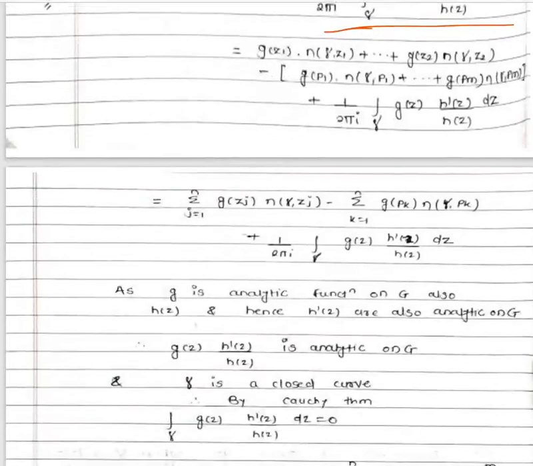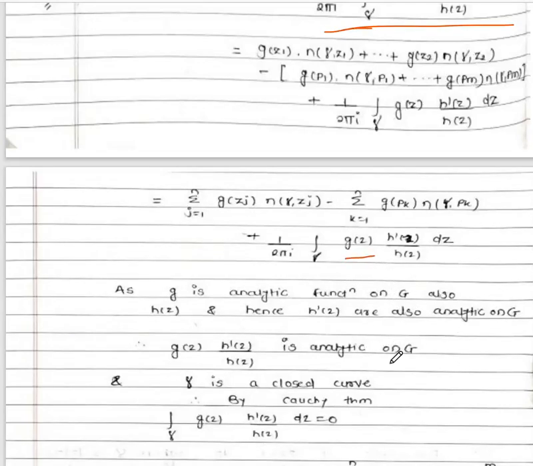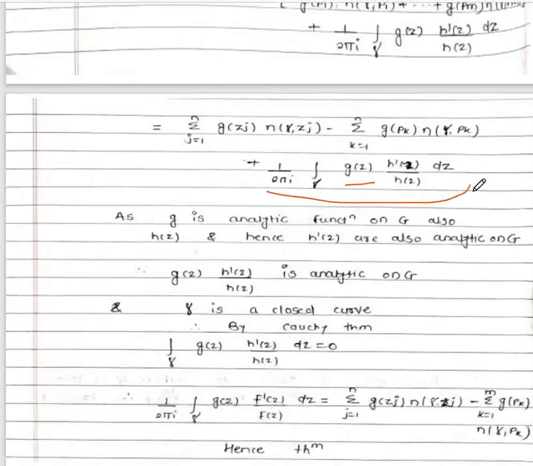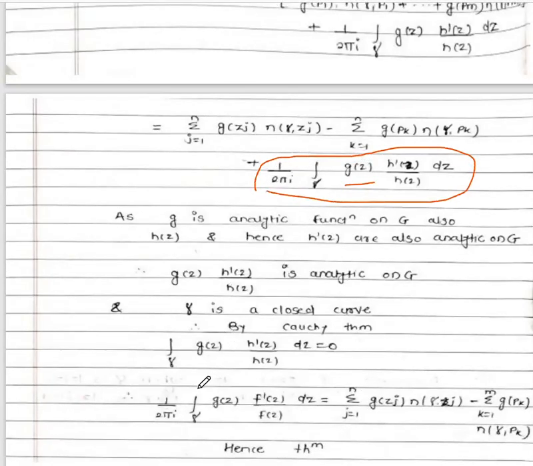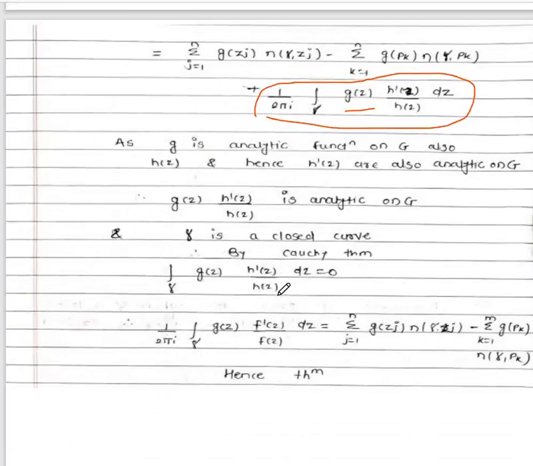Okay, now if you observe here, g of z is a given analytic function. So g is analytic on a region G. Therefore we can say that h of z is also analytic, and hence h dash of z is also analytic. Then the ratio of these terms will be an analytic function, and the whole term will be an analytic function. So by using Cauchy's theorem, the value of this integral will be 0. That is, the integral over curve gamma g of z h dash of z upon h of z dz is equal to 0. So putting the value 0 in this term, we will get this step.